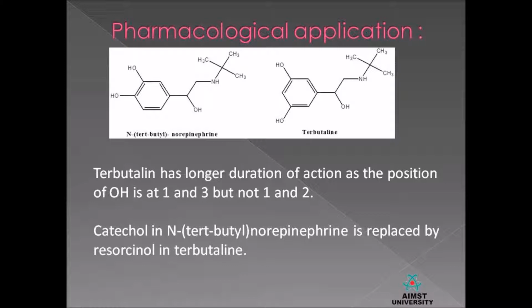Now look into the pharmacological applications of positional isomerism. Here we are given 2 structures. The left one is N-tertiary butyl norepinephrine and the right one is terbutaline. Terbutaline has a longer duration of action as the position of OH is at 1 and 3 but not 1 and 2. Catechol in N-tertiary butyl norepinephrine is replaced by resorcinol in terbutaline. So these are the best examples you can show for positional isomers.